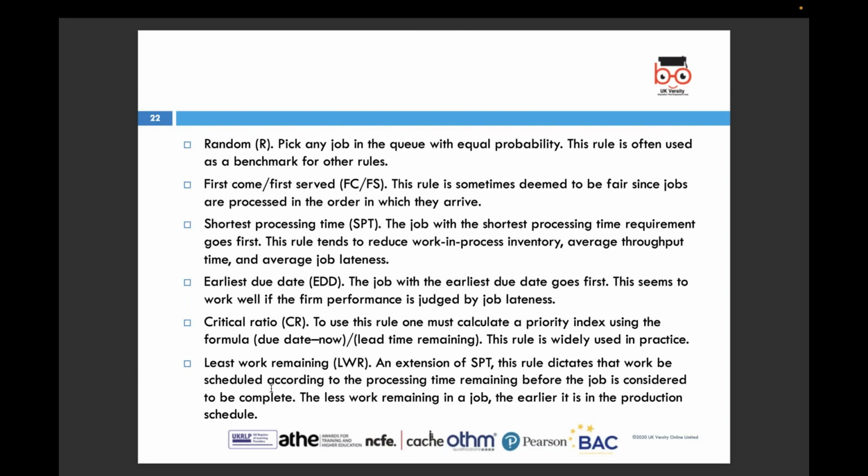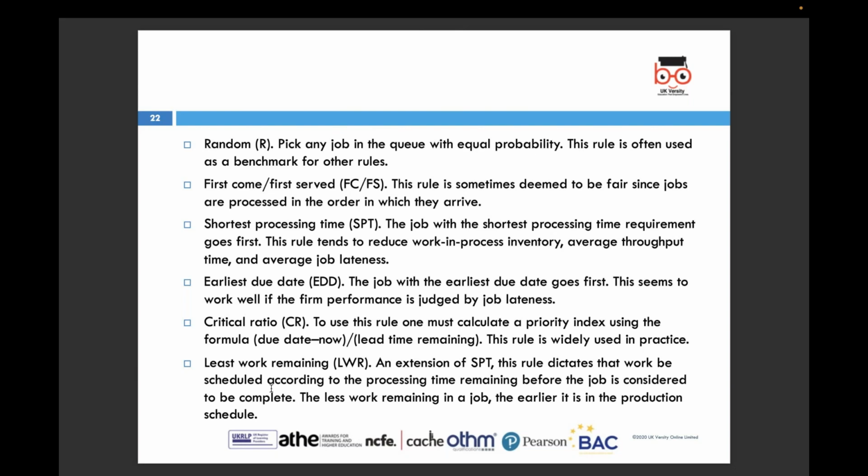characteristics or priorities. Moving on to the first come, first served rule, it prioritizes jobs based on their arrival order. In this rule, the first job that arrives is the first to be processed. First come, first served is considered fair since jobs are processed in the order they enter the system. Next one is the SPT rule, which stands for shortest processing time. The job with the shortest processing time requirement is given the highest priority.